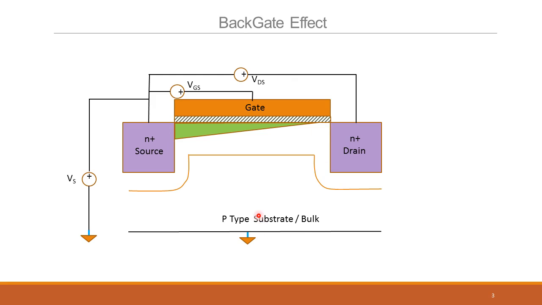The substrate is called backgate because we'll see that this potential also has an influence on the channel charge. Though it's small compared to the gate, it still has an impact on the channel charge and hence the conduction. Since it has an impact on the channel charge, it's also called a gate, right? And hence called a backgate effect.